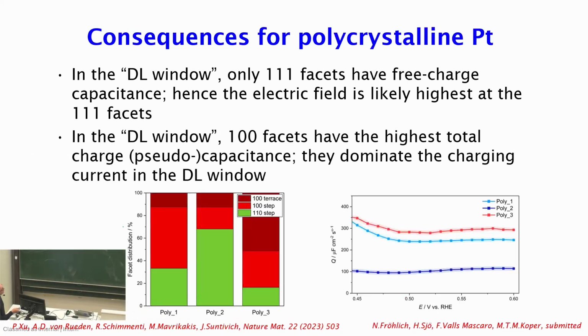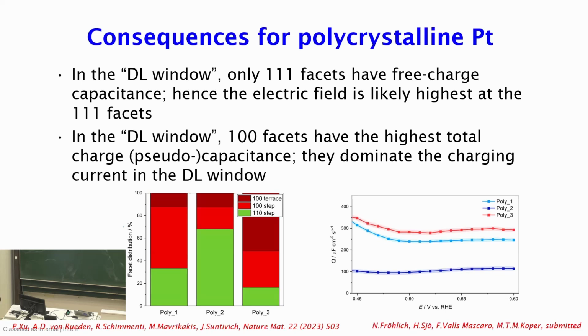And so in the double layer window, we can see that the 100 facets actually dominate, and this is also why we see that the 100 step sites lead to an increase in capacitance for the single crystals. We see that typically in the double layer window, the 100 facets have the highest pseudocapacitance, and so they basically dominate the charging current in the double layer window. Here we see the different facet distributions of different polycrystalline materials, and you see the ones that have the highest contribution of 100, they have the highest capacitance. So that current in the double layer window is dominated by the 100 facets.